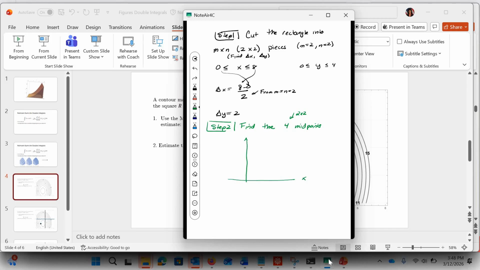Here's my X, here's my Y. My X goes from 0 to 8. My Y goes from 0 to 4. I have chopped this thing into 4 boxes, like that. This midpoint right here, what are the coordinates for this?